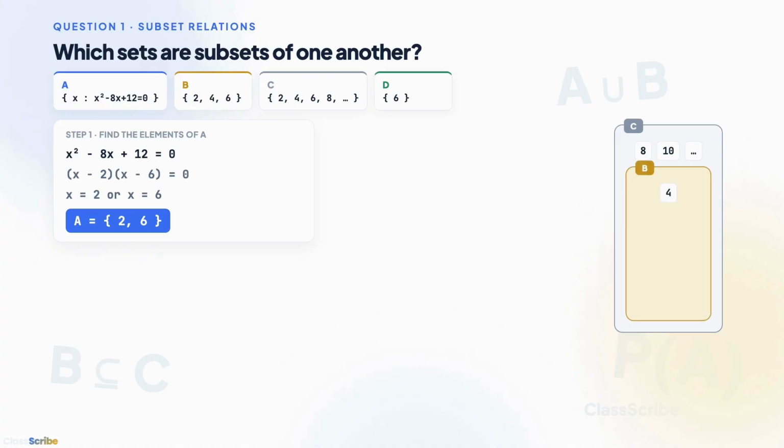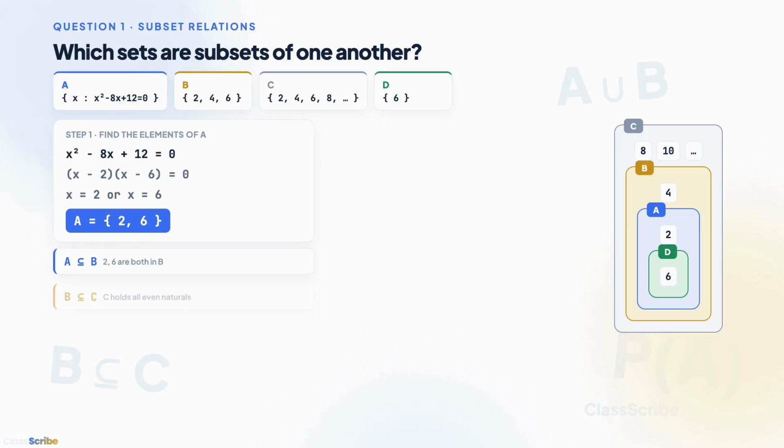Solving the quadratic equation, we get (x minus 2)(x minus 6) equals 0. Therefore, the solutions are x equals 2 and x equals 6. So A equals {2, 6}. Now compare the sets. Every element of A is present in B, so A is a subset of B. Similarly, every element of B is present in C because C contains all even natural numbers. Hence, B is a subset of C.